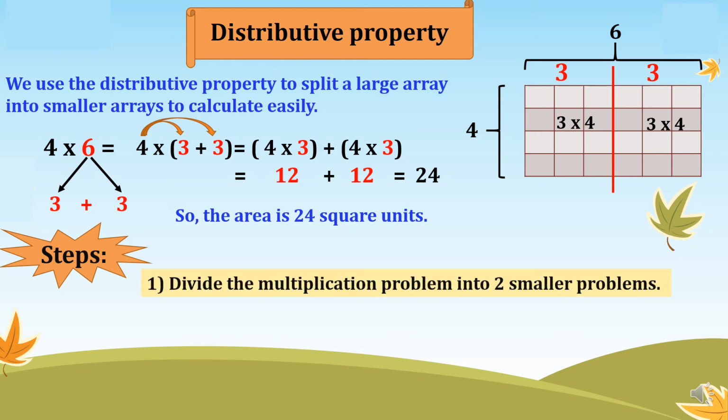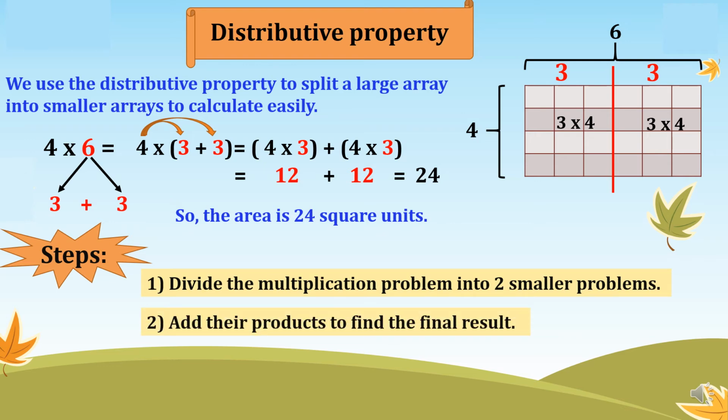So our steps here is divide the multiplication problem into two smaller problems. The multiplication problem was what? 4 times 6. I divided it into two smaller problems. 4 times 3 plus 4 times 3. The next step is add their products. We said 4 times 3 equals 12 and 4 times 3 equals 12. So I will add 12 plus 12, which are products. 12 plus 12 equals 24.